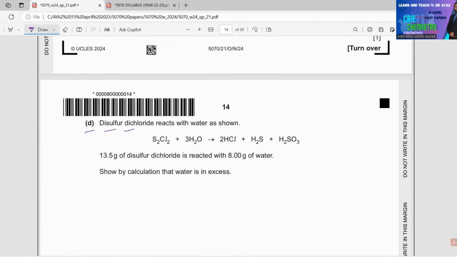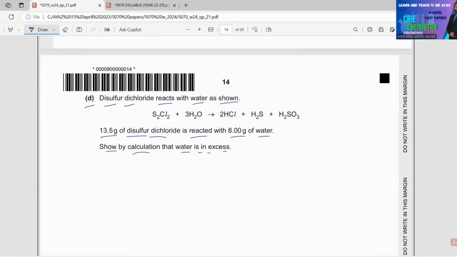D. Disulfur dichloride reacts with water as shown. S2Cl2 plus 3H2O gives 2HCl plus H2S plus H2SO3. 13.5 gram of disulfur dichloride is reacted with 8 gram of water. Show by calculation that water is in excess. Now, there are two ways. You can either use the mass given or convert this into moles.